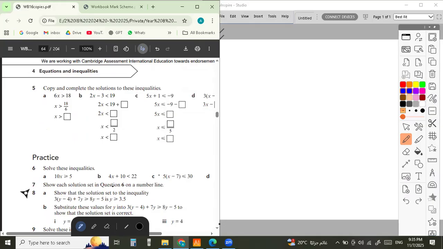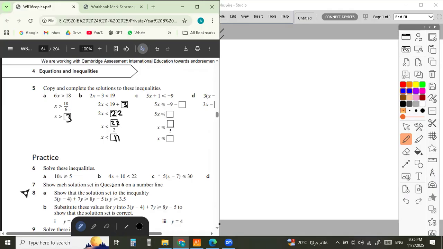Solve the inequalities. Here we just send the 6 to the other side as division. It is multiplication already, so we send it as division. X is greater than 3. Here they sent the -3, we should send it to the other side as +3. So 2x is less than 22. Send the 2, it's multiplication, send it as division. So 22 divided by 2 is going to be 11.